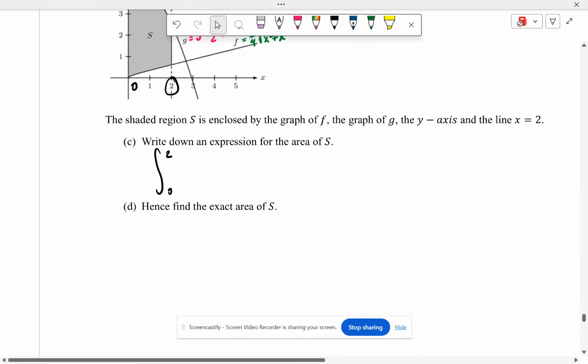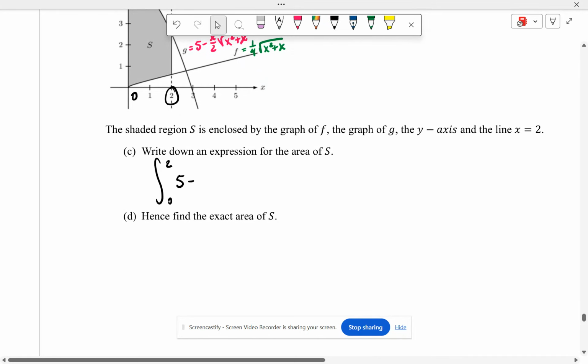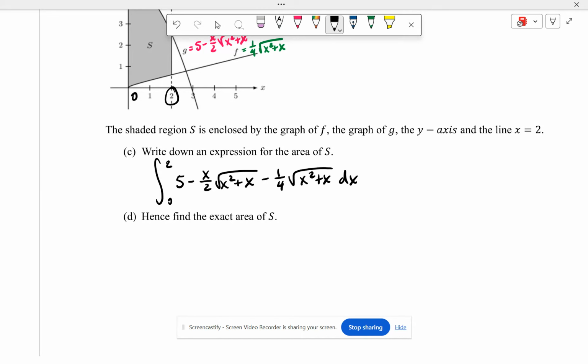It's going to be the integral of 5 minus x over 2 square root of x squared plus x, minus 1/4 square root of x squared plus x dx. I just have to write down an expression. I don't have to do anything with this. I found it. Hallelujah. Let's move on.